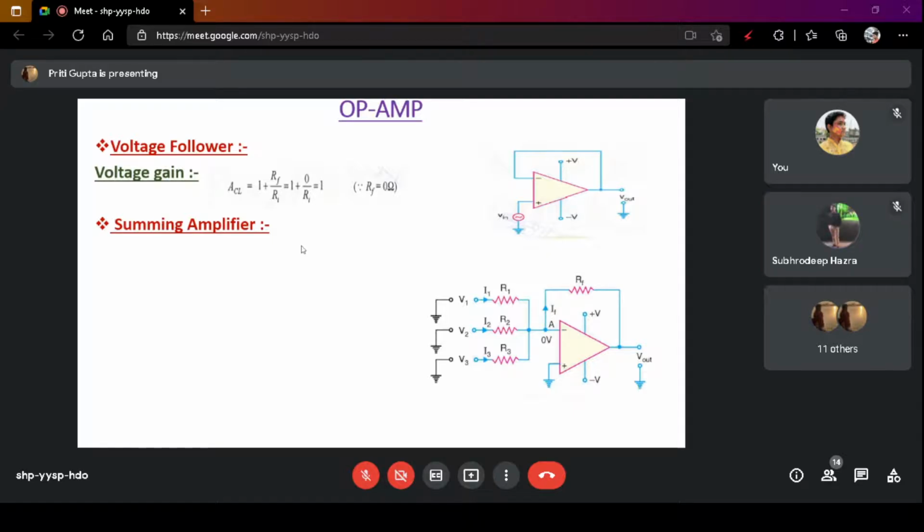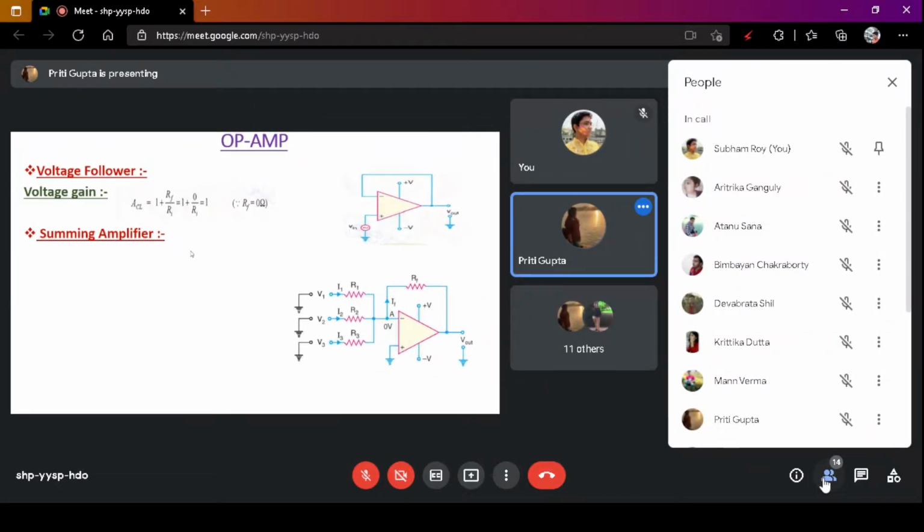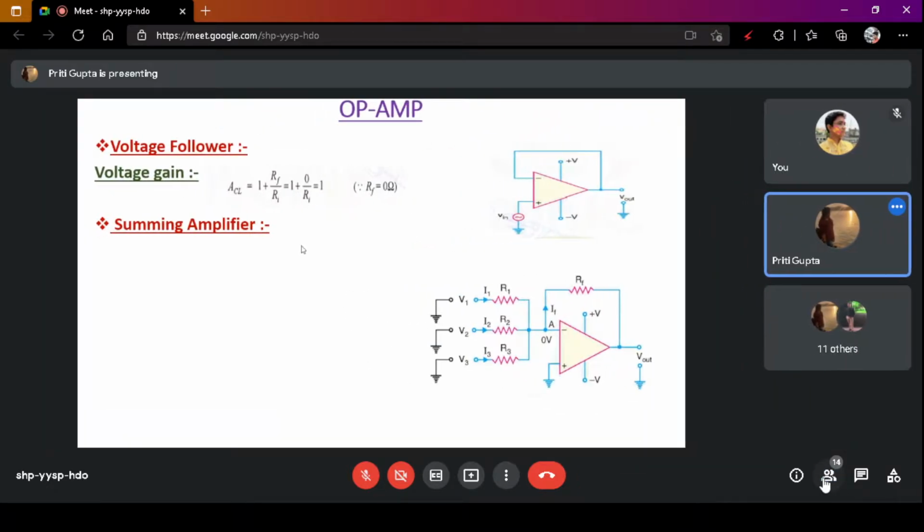Yes, ma'am. So write down: a summing amplifier is an inverting op-amp that can accept n number of inputs. Full stop.